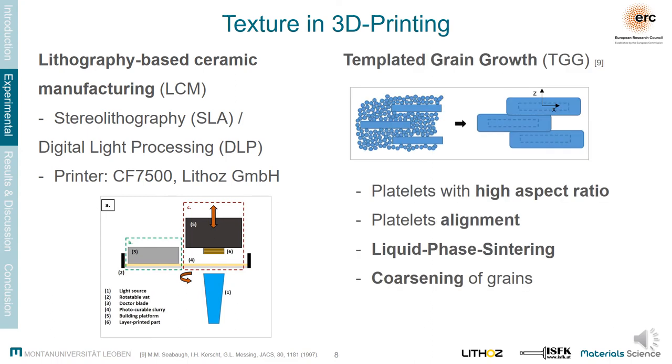Another method that has to be mentioned, which is necessary to achieve texture, is the method of templated grain growth, called TGG for short. For TGG, platelets with a high aspect ratio are combined with a submicron-sized ceramic powder of the same material. Platelets are aligned and liquid phase sintering is applied because it is desired that abnormal grain growth occurs in the X and Y direction, so that elongated textured grains are achieved.